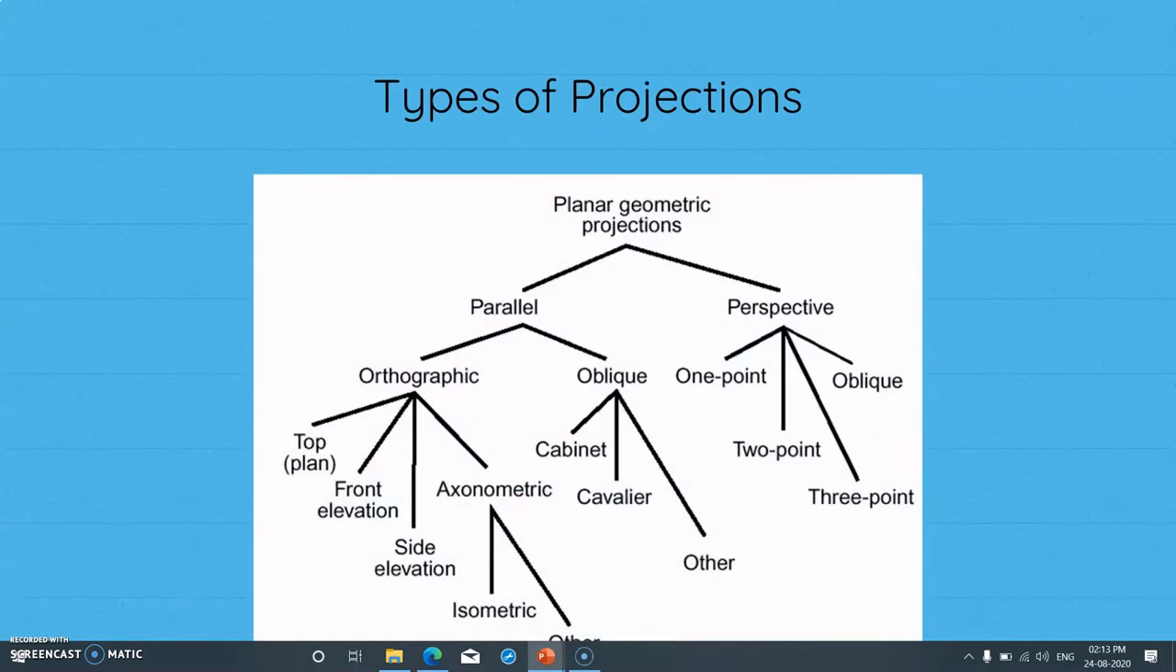Parallel projections are divided into orthographic and oblique. Orthographic is divided into top or plan, front elevation, side elevation, and axonometric. Axonometric is divided into isometric and other. Oblique is divided into cabinet, cavalier, and other. Perspective is divided into 1 point, 2 point, 3 point, and oblique.